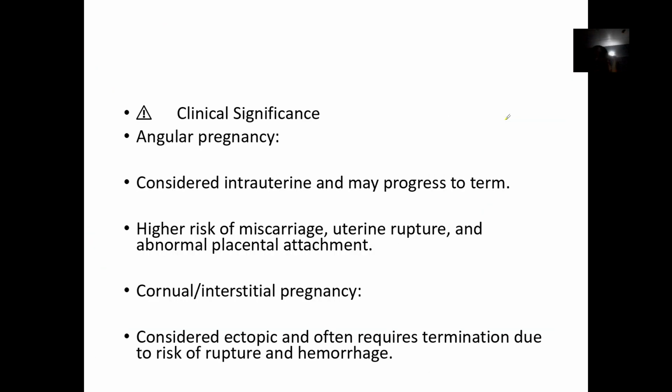Angular pregnancy is considered intrauterine and may progress to term, but there's a high risk of miscarriage and uterine rupture. Cornual or interstitial pregnancy is considered ectopic and often requires termination because there's a risk of rupture.